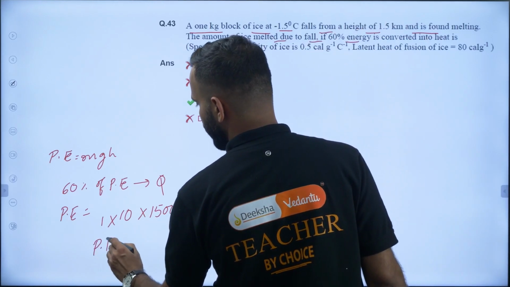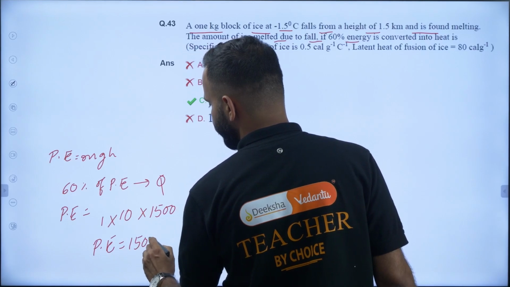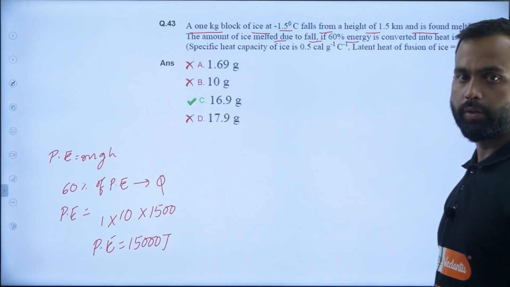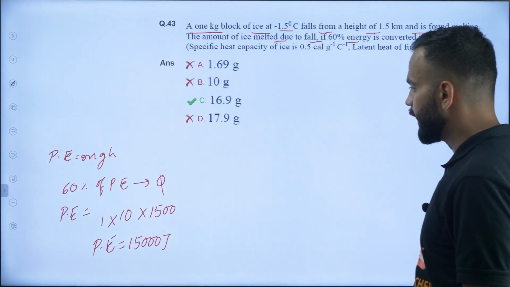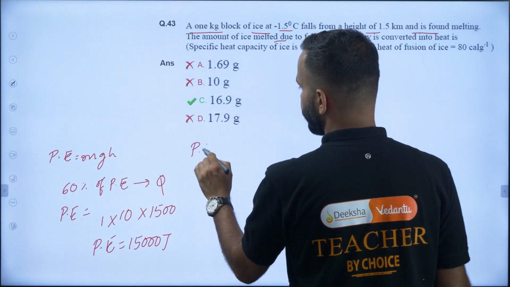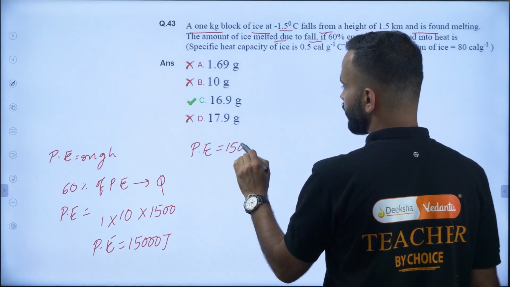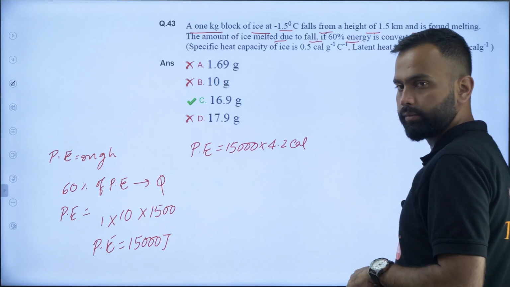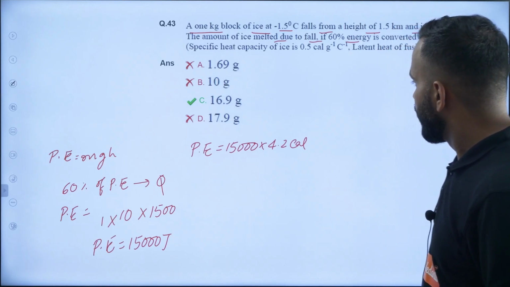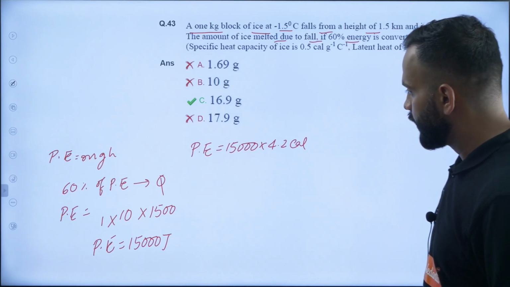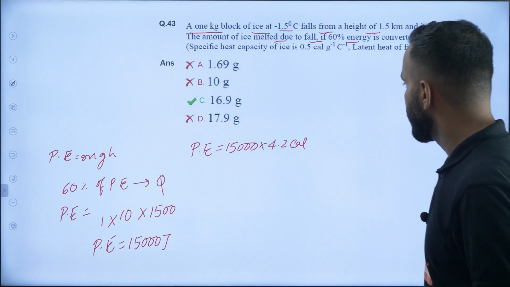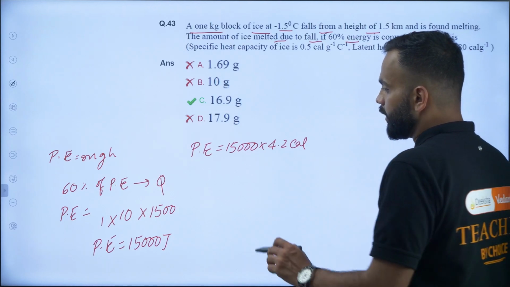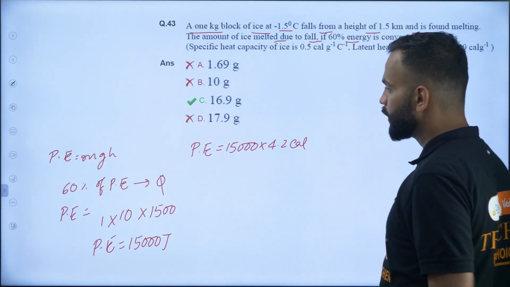So potential energy is equal to 15,000 joule, right? 1 joule is equal to 4.2 calorie. So now potential energy is equal to 15,000 into 4.2 calorie, isn't it? Here we have converted joule to calorie, right?